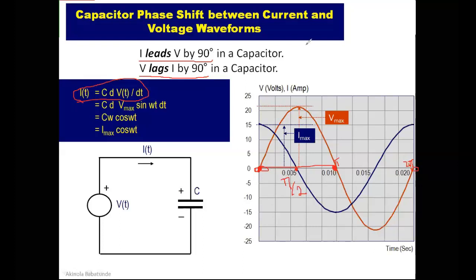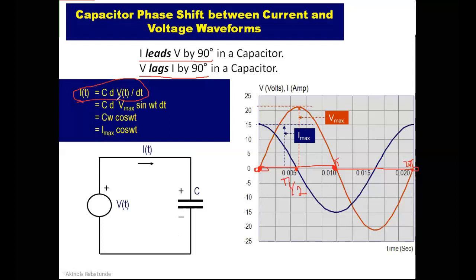So when we are dealing with phase shift between current and voltage waveforms, you should understand how this shift works. This 90 goes on, there's another 90 here, another 90 here, and it just keeps continuing like that between the current and the voltage. So anytime on that graph, the current leads voltage by 90 in the capacitor, and voltage lags current by 90 degrees in the capacitor.